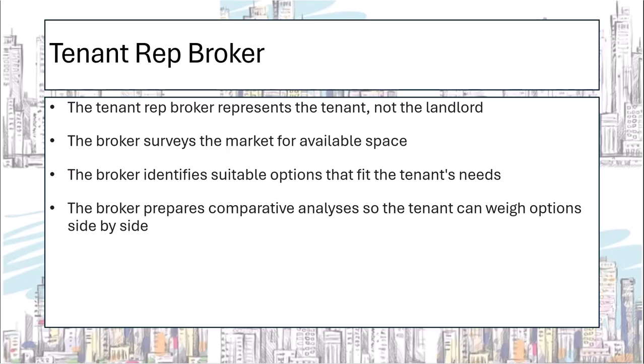Once suitable options are identified, the broker prepares a comparative analysis. This allows the tenant to compare properties side by side rather than evaluating each option in isolation. The analysis may consider quoted rent, operating expenses, lease term, available concessions like free rent, tenant improvement allowances, location, accessibility, and the condition of the space. The broker's role is not simply to locate a vacant suite. The broker helps the tenant understand the economic and operational differences among the alternatives.